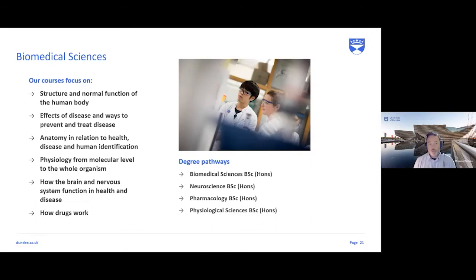There is also an element of pharmacology, how the drugs work to affect the body. And the degree pathways that align to that stream are these things on the right: biomedical sciences, neuroscience, pharmacology, and physiological sciences. And these are delivered in partnership with our colleagues in the University of Dundee School of Medicine. Next slide, please.